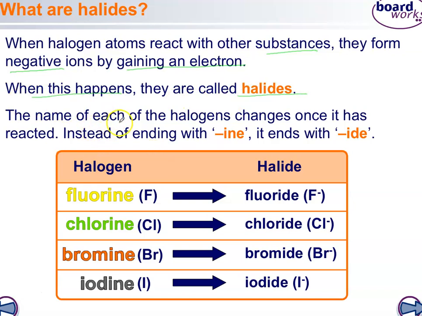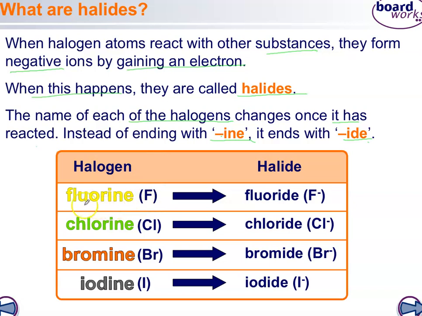The name of the halogen changes once it has reacted, and instead of ending in INE, it ends with what? IDE. Now, what are we saying here? We know that the halogens react with the alkali metals. When they do that, they become halides, and their name changes. Instead of ending in INE, they end in IDE.